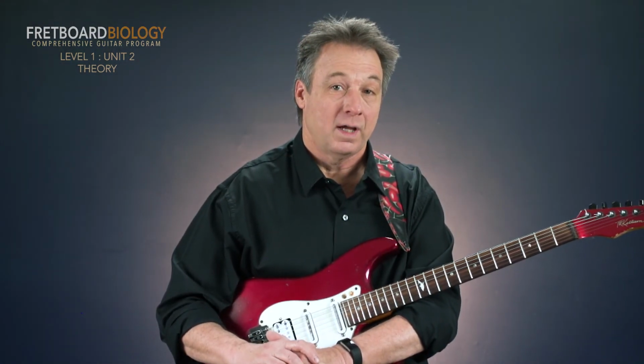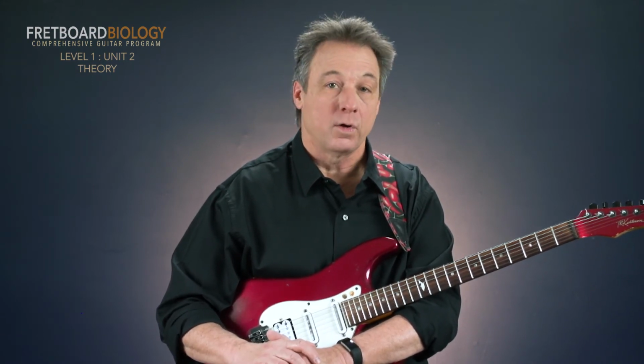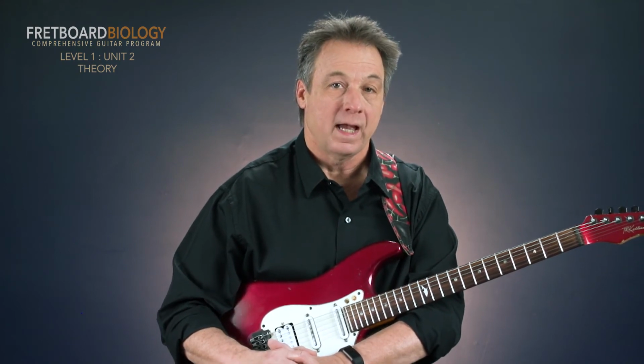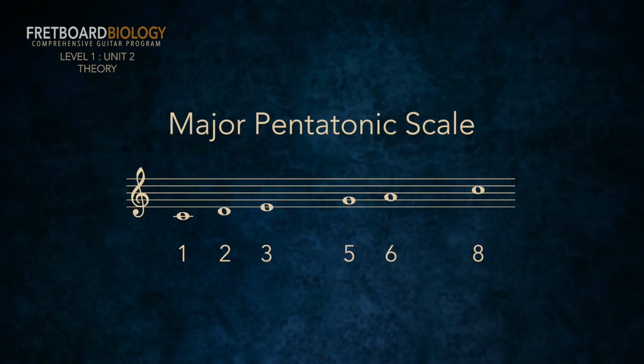Now you would think that numbering the scale degrees would change, and you would have 1, 2, 3, 4, 5, and the octave would therefore be 6. But we number the notes of the major pentatonic scale as if they are part of the major scale. So we have 1, 2, 3, 5, 6, and 8.